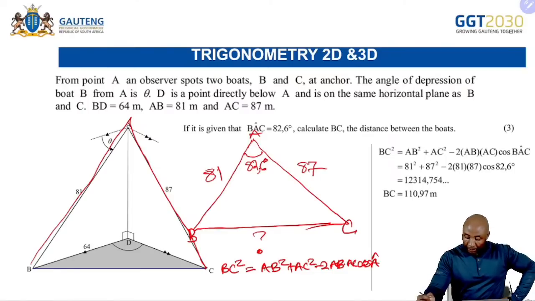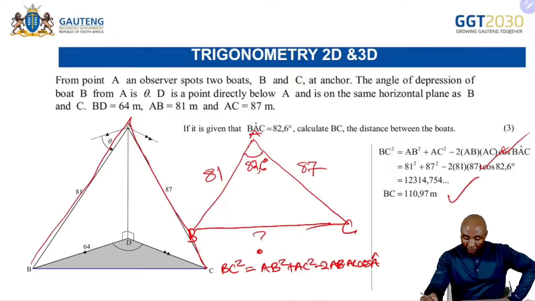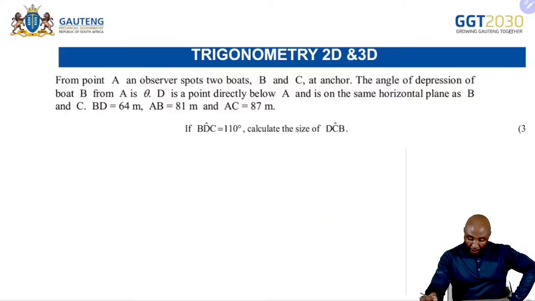We get our 3 marks there. So: cosine rule, substitution, answer. But redrawing the triangle helps you visualize what you have, and adding information into the diagram will help us a lot. Right, we move on to the next question.